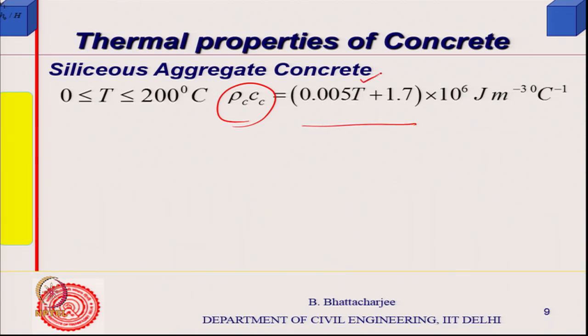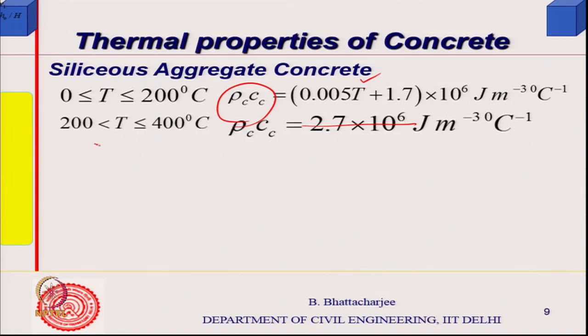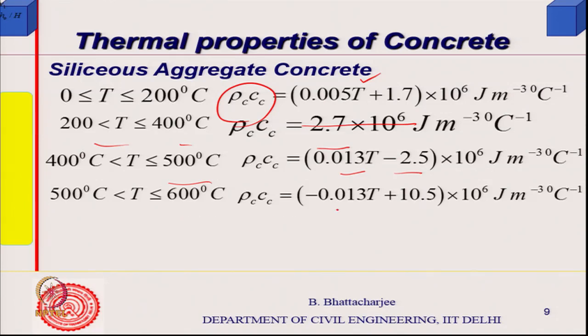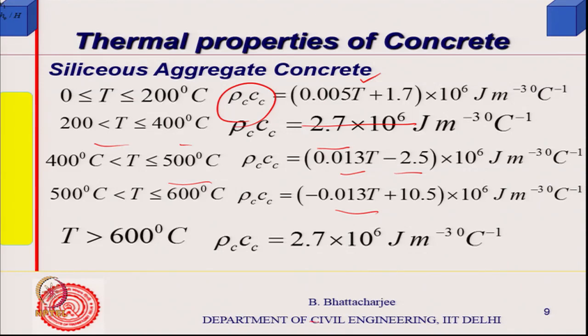it increases, right, up to 200 degree centigrade, 200 to 400 it is constant, 400 to 500 it reduces, and 500 to 600 there is a reduction, and above 600 it is again constant. Now, for siliceous aggregate, some experimental results, as I said, are available in literature. Specific heat or thermal capacity is a function of temperature in this case as well.